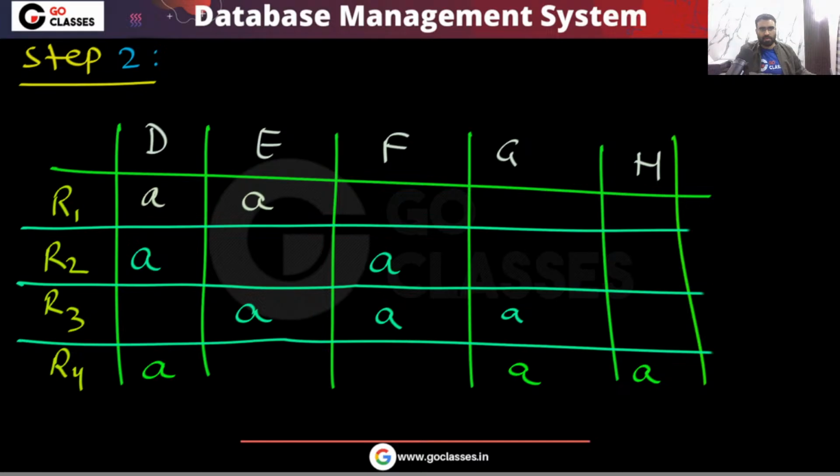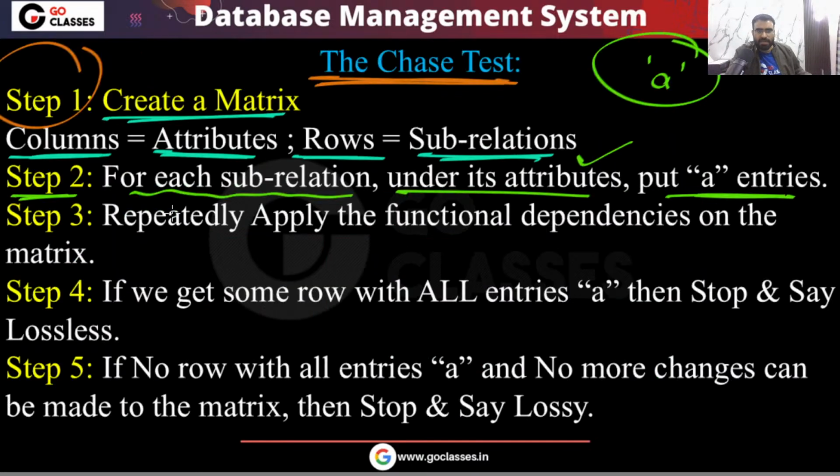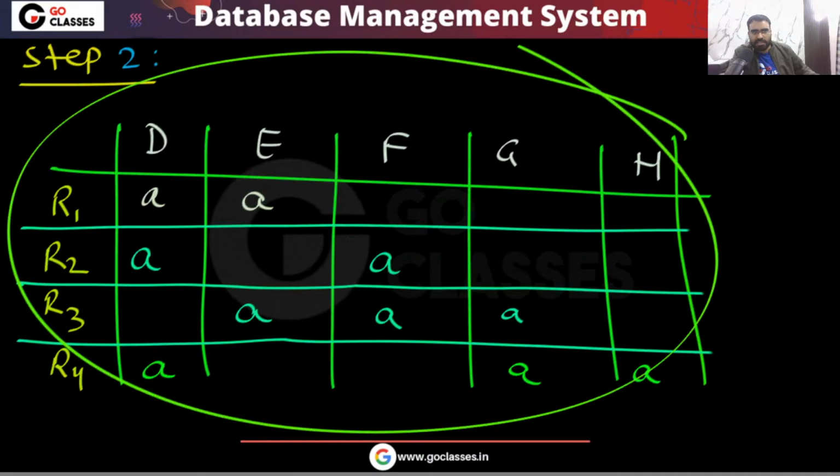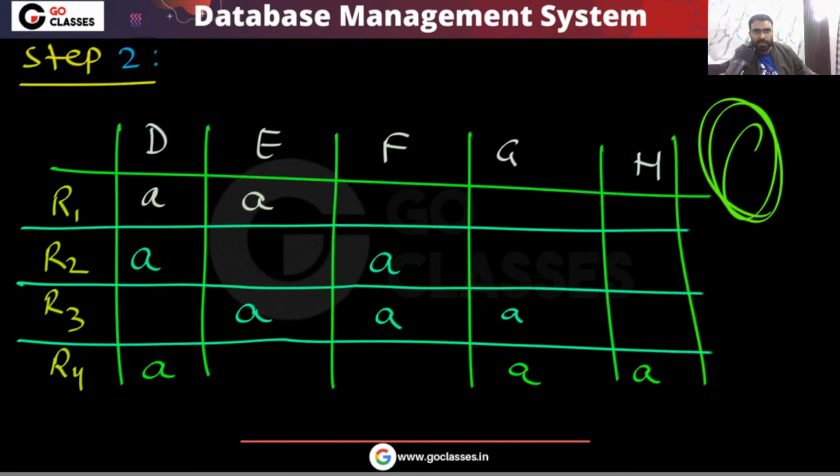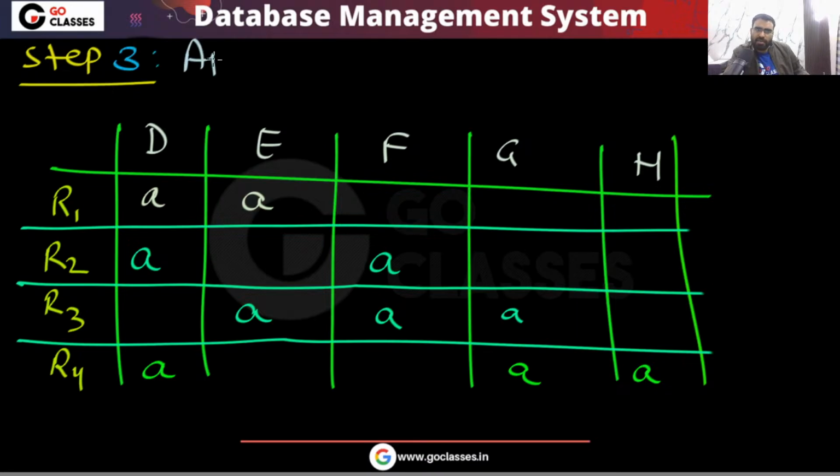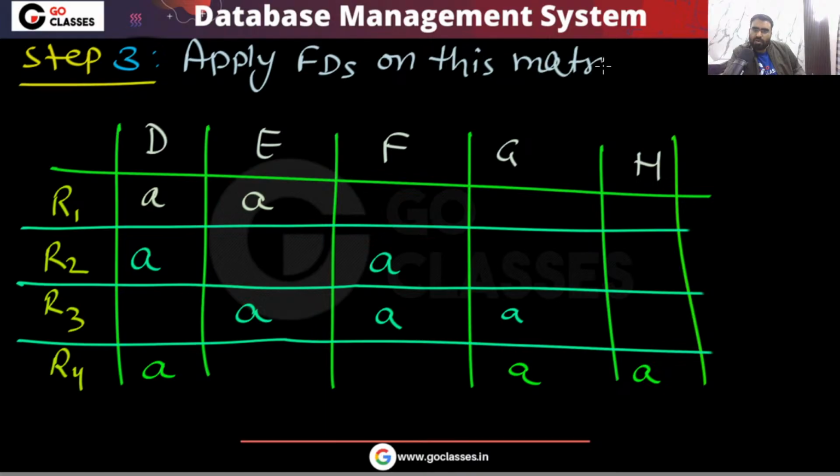I hope you understood. Now let's see step number 3. In step number 3, we repeatedly apply the functional dependencies on the matrix. This matrix that we got, on this matrix we will repeatedly apply the functional dependencies. The functional dependencies will be given to you. So in step number 3, we apply the FDs on this matrix.